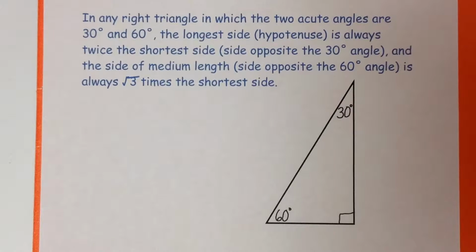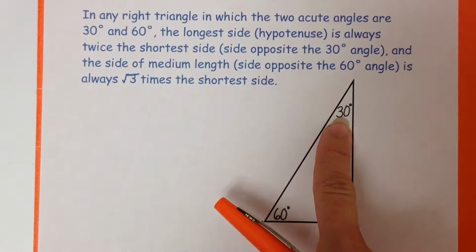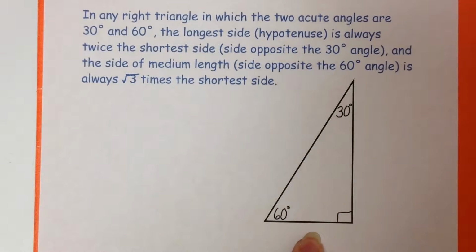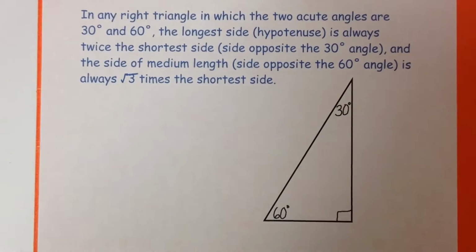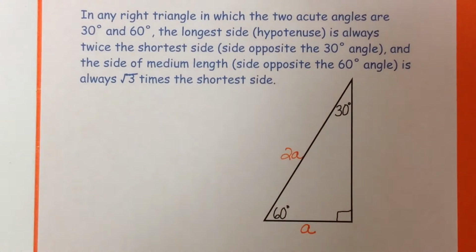Okay, so if my shortest side, just going by looks, would be here, since this is your shortest side, this would have to be your smallest angle. We talked about that earlier, that wherever your smallest angle is, opposite would have to be your shortest side. So I'm going to refer to this shortest side as A. When it says that the longest side, or the hypotenuse, is twice the shortest, then that would have to be 2A. Of course, twice means multiply times 2.